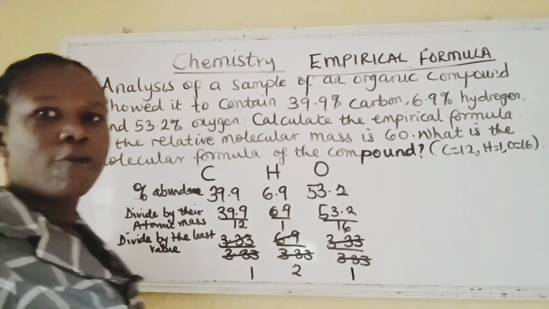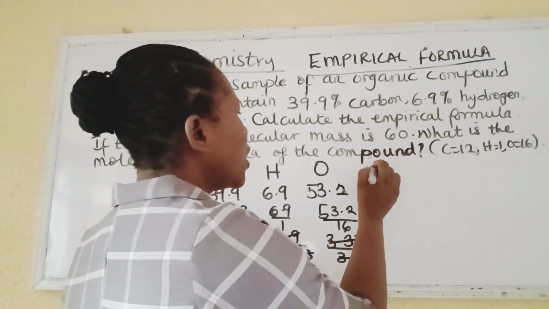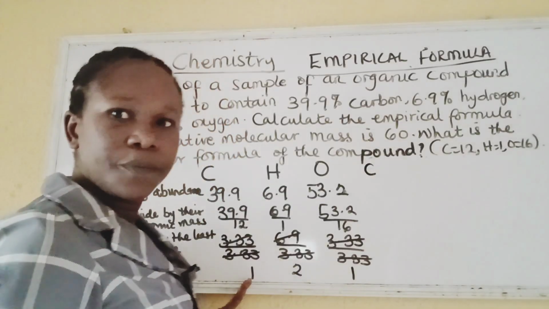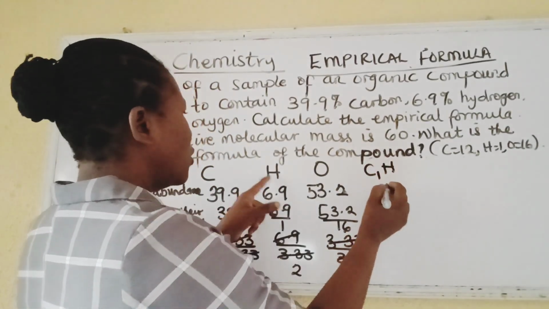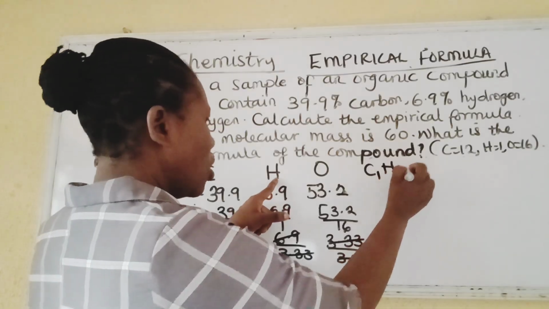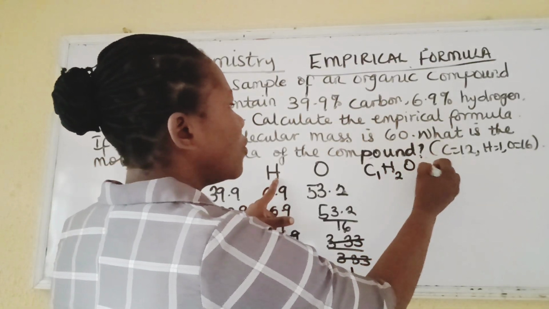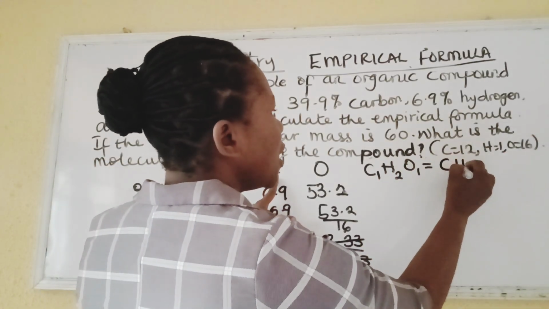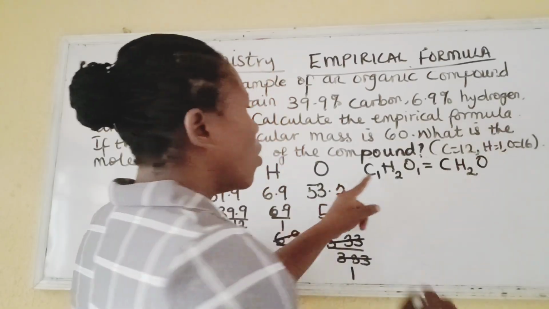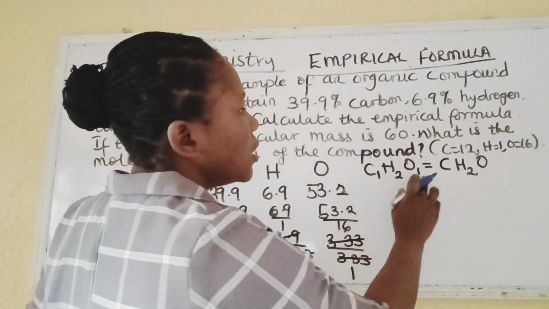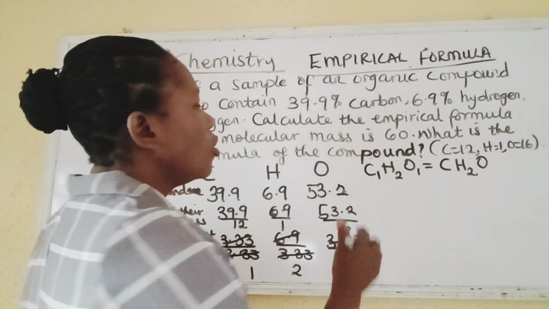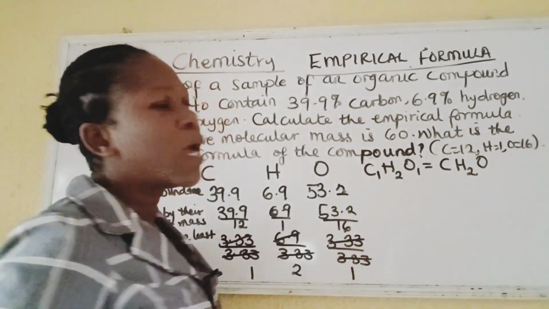So from that, we have the empirical formula to be carbon as 1. It shows the simplest ratio of the atoms. Hydrogen, which is the second element, as 2, and oxygen as 1, which can be rewritten as CH2O, because the 1 here we are going to leave out. So from there now we can work out the molecular formulae.